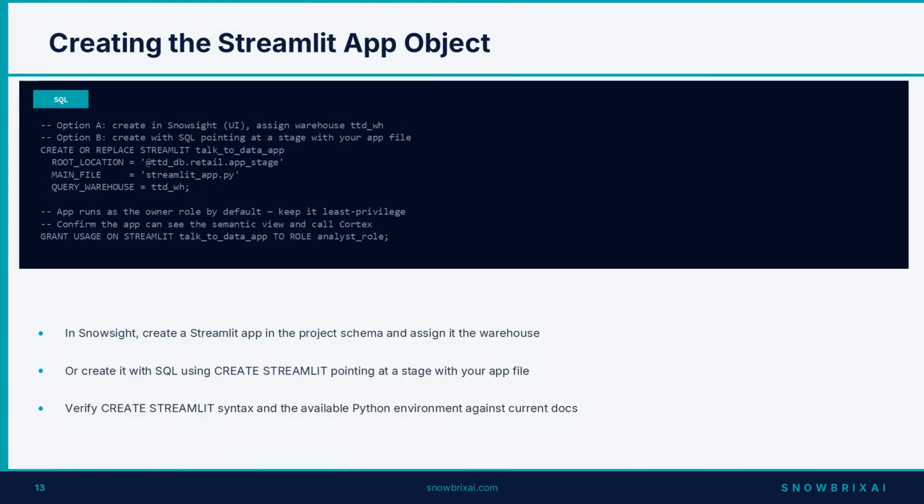Create the app object two ways. Option A: make it in Snowsight and assign it the warehouse.